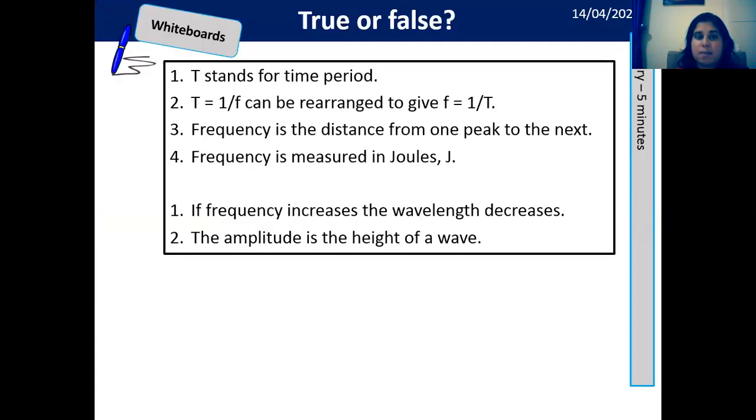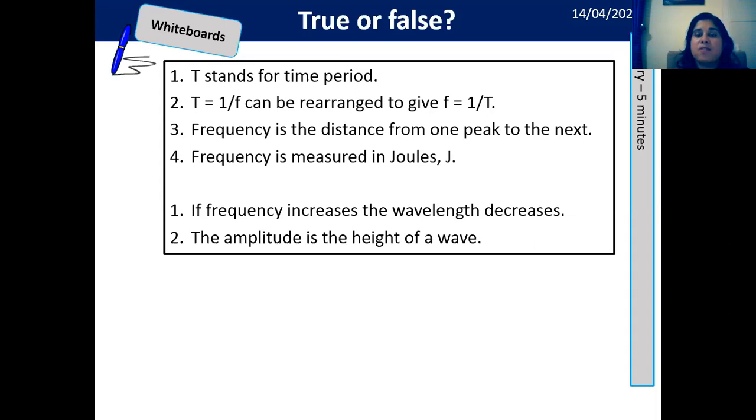Okay, let's wind up. Let's finish our lesson. Let's sum up. What have you understood? T stands for time period, true or false? Time period can be calculated by the formula 1 upon f, or it can be arranged the other way, f is equal to 1 upon T.